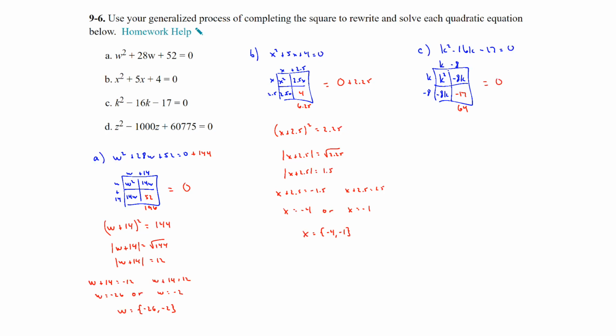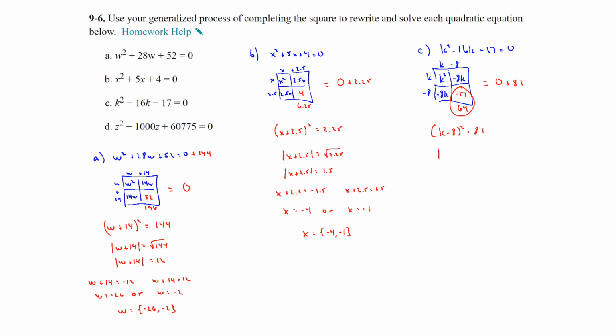Right now this is equal to 0, so you need to add 17 tiles just to get it back to 0, and then add another 64, so that would be 81. So if you added 81, that would give you your 64 that you need to complete the square. So now we have k minus 8 squared is equal to 81.